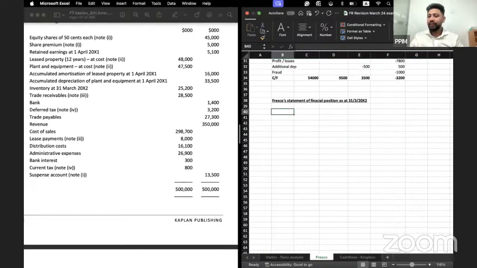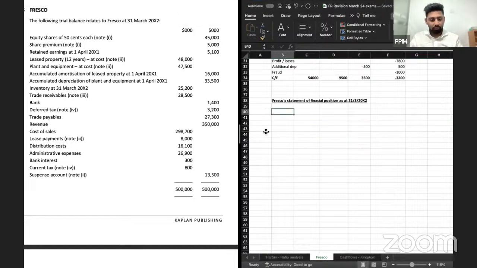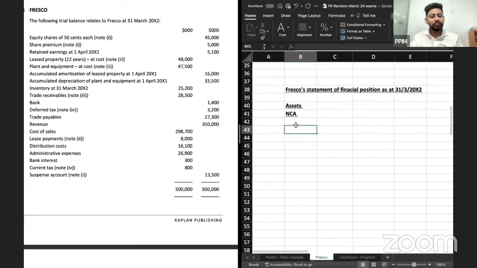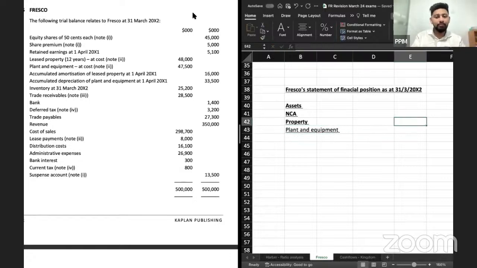I have my statement of financial position. Assets, non-current assets. Under non-current assets, what do I have? Property, plant, and equipment. Correct? I have my property, plant, and equipment.